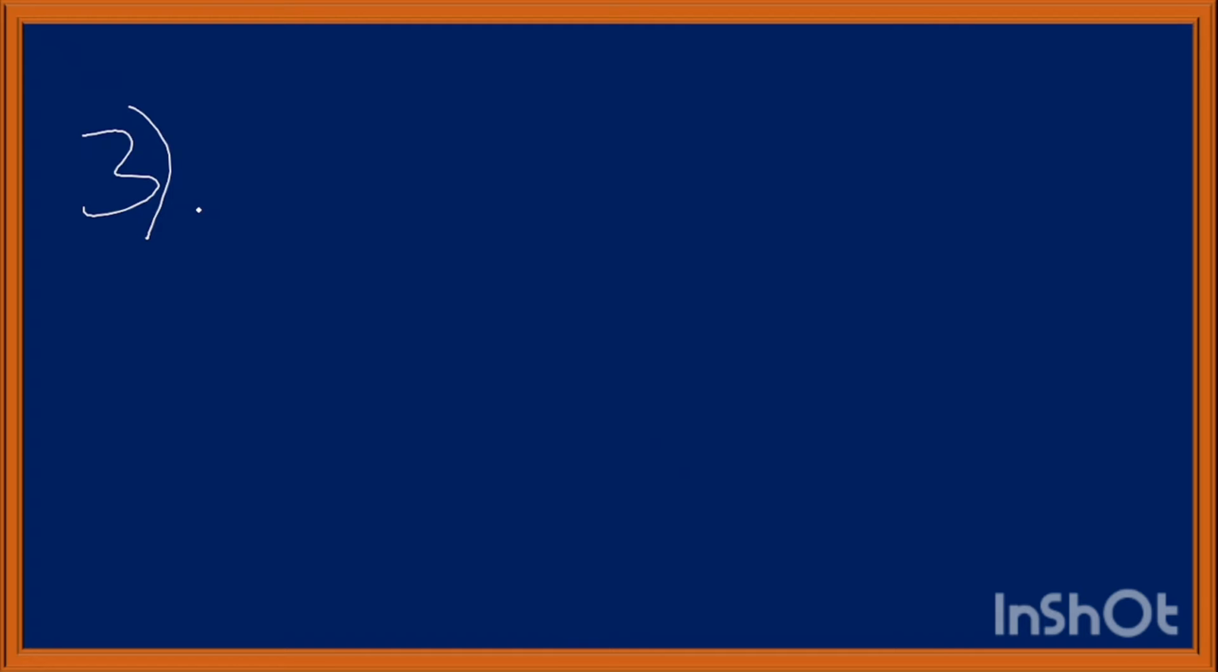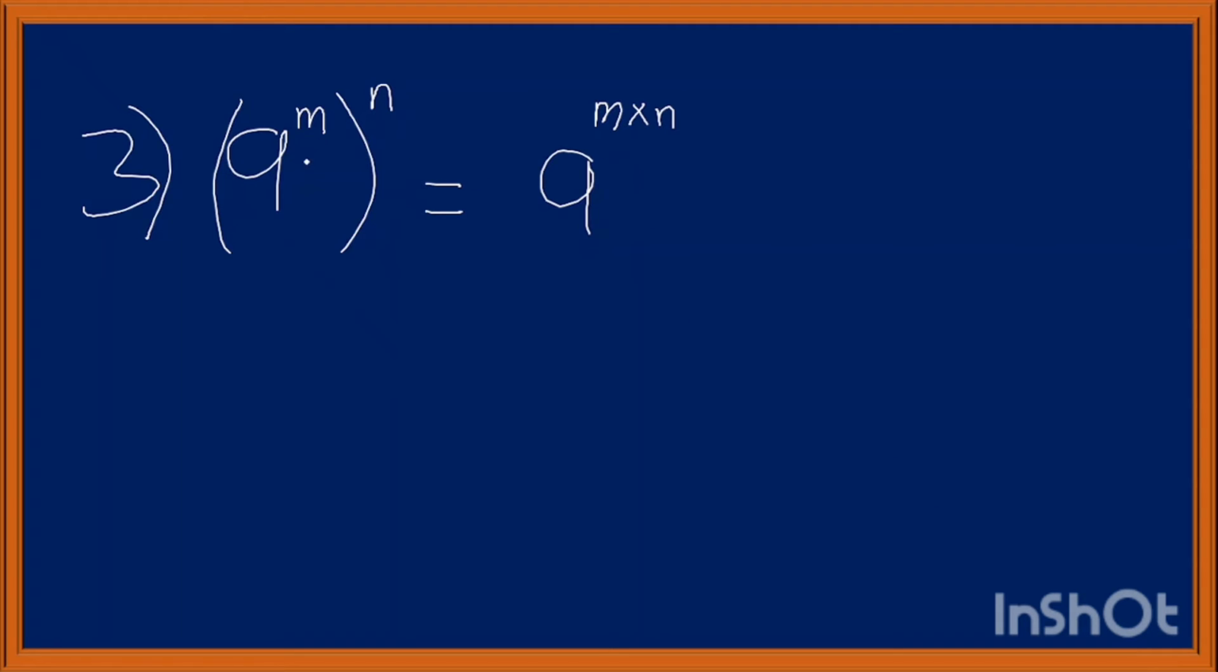Law number 3 is called the power law. If I have a raised to power m, all raised to power n, this is equal to a raised to power m multiplied by n. So when you have a number with an exponent, raised to another exponent, I have two exponents. It has an exponent and then has another exponent. All I have to do is to multiply the exponents and retain the base. So that will just give me a raised to the power what?